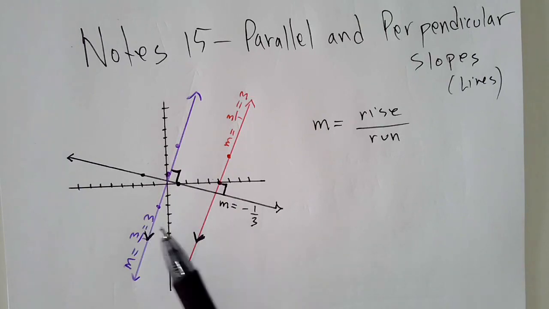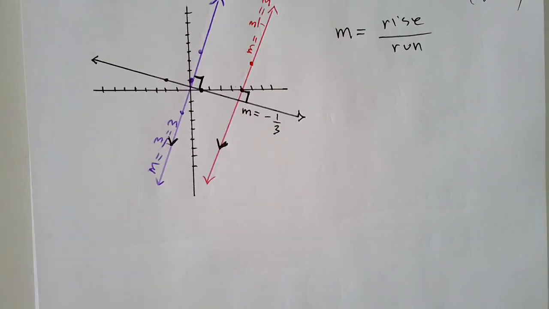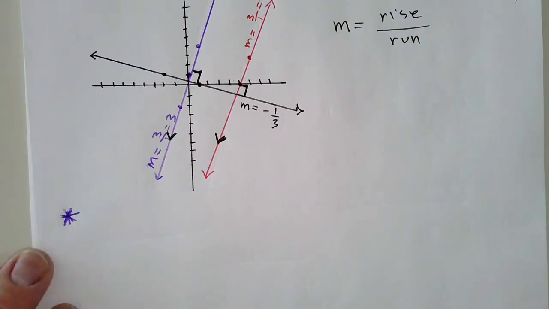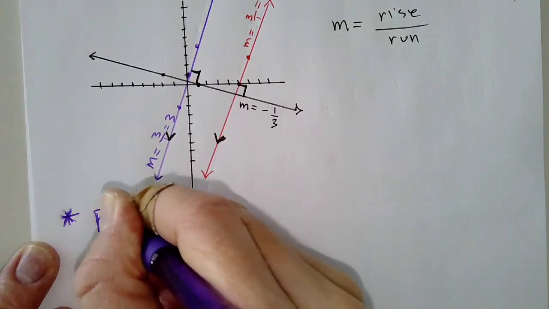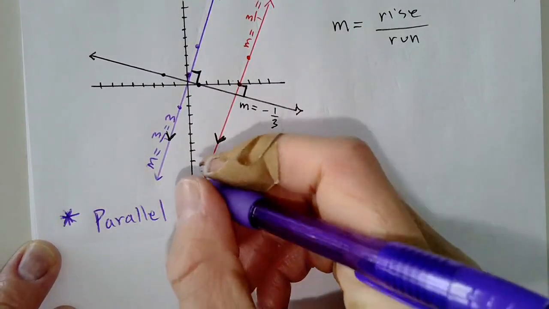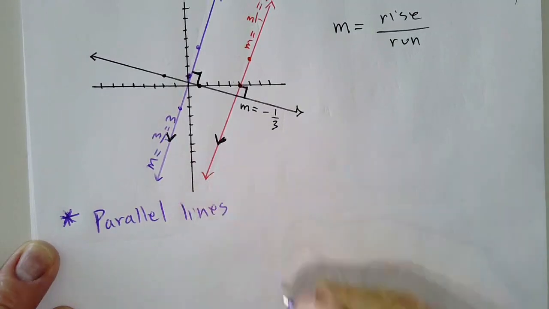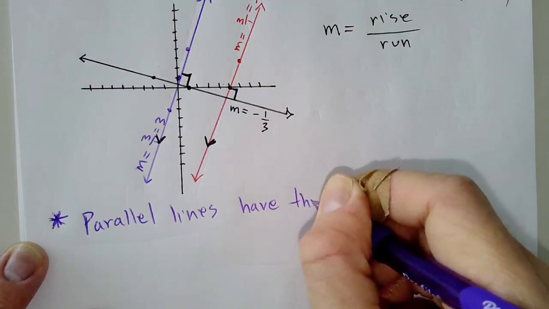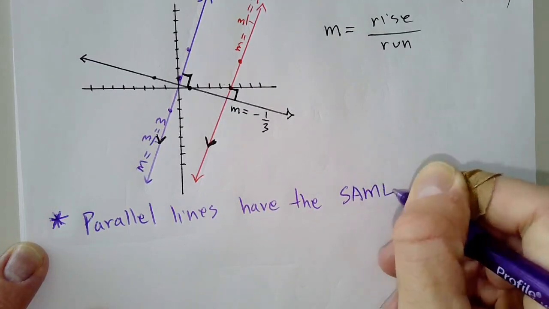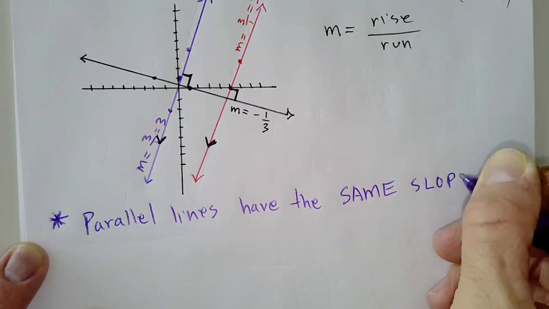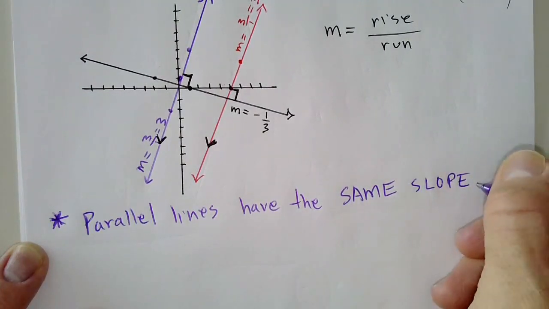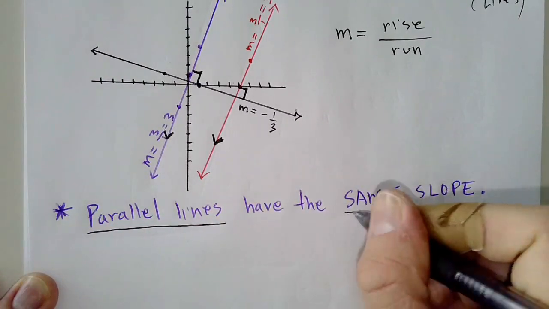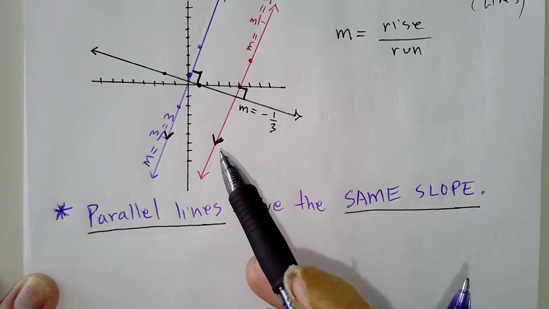So parallel lines, and this is the first learning point of the day. This is extremely important, so please write this down. I have this starred right here. Parallel lines, which never intersect, by the way, have the same slope. Okay? So that's what you need to zero in on there. Parallel lines, same slope. That's the purple and the red.